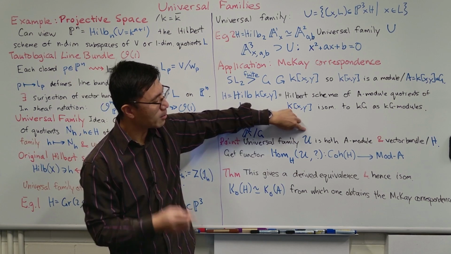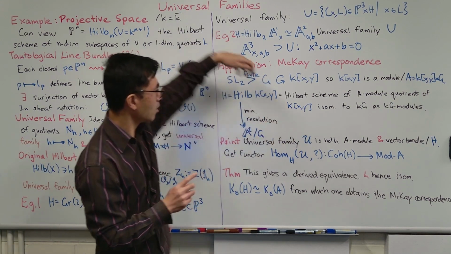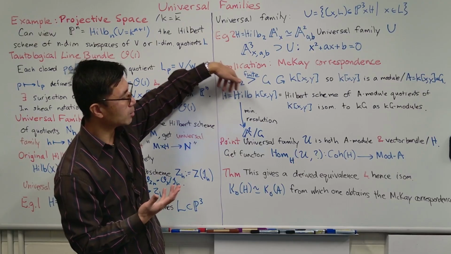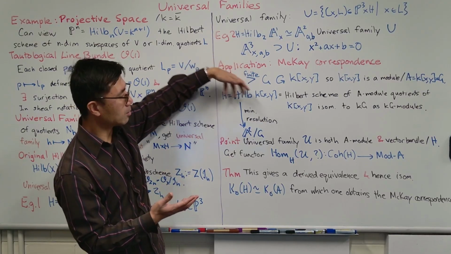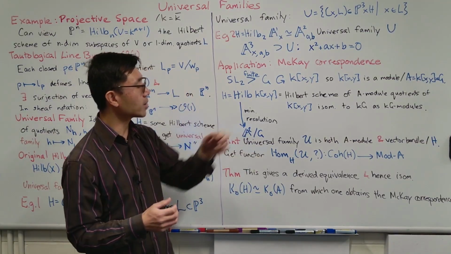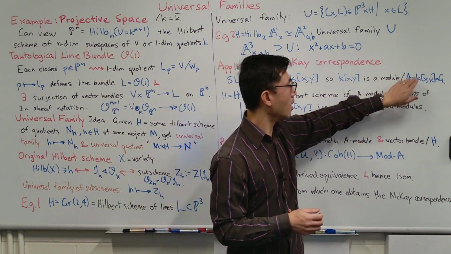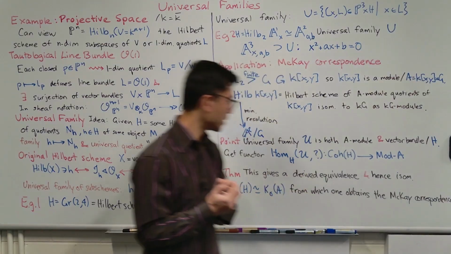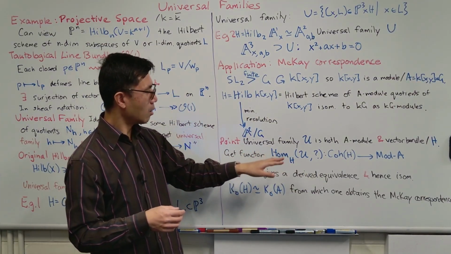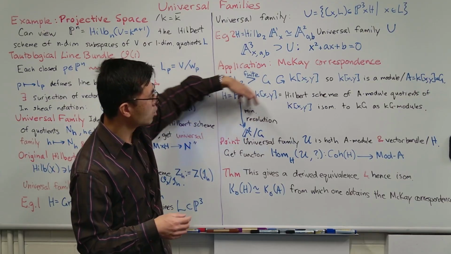Okay, this universal family, firstly, is going to be an object that sits on this Hilbert scheme. In this case, it's a type of vector bundle. But it's not just a vector bundle, it's also an A module. So it has this extra structure as well, because we're looking at quotients of an A module.